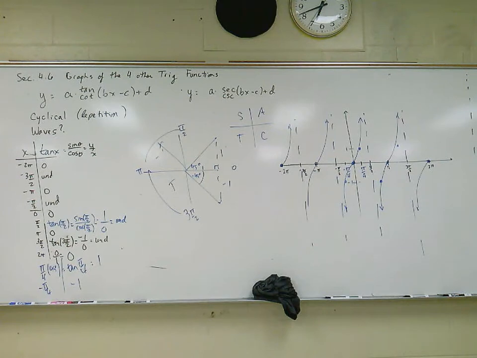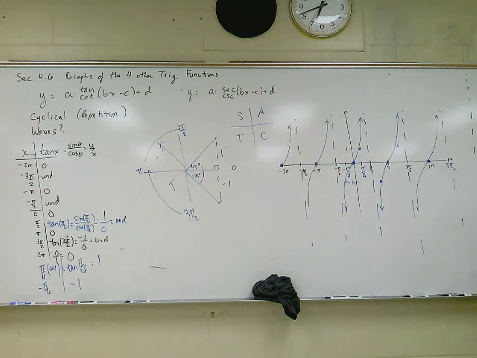Okay? And I stopped, but if I wanted to finish this picture, where would the asymptote be here for this one? Very good. 5 pi over 2. That's where your asymptote is. Then you finish the picture. Okay. Now, a couple of things.